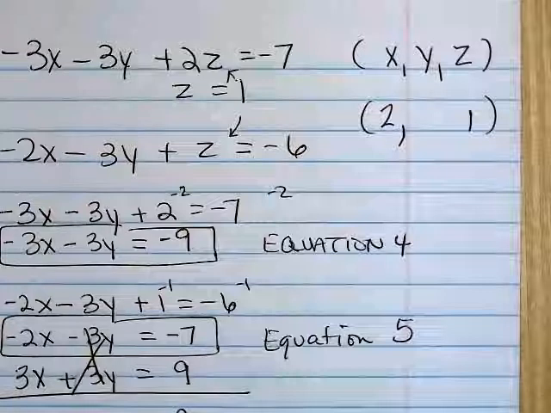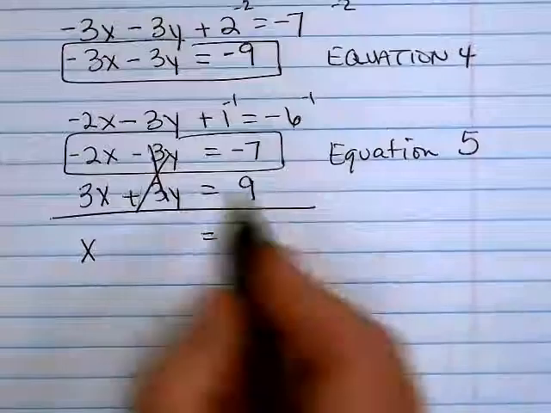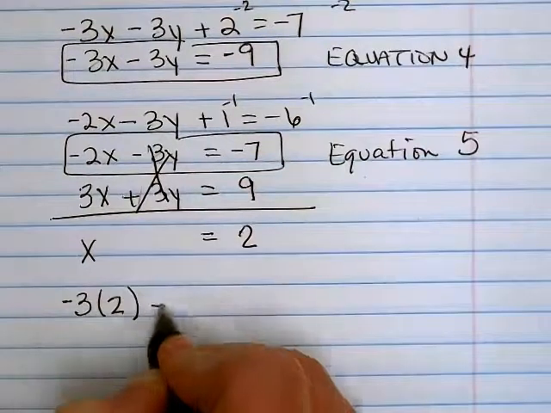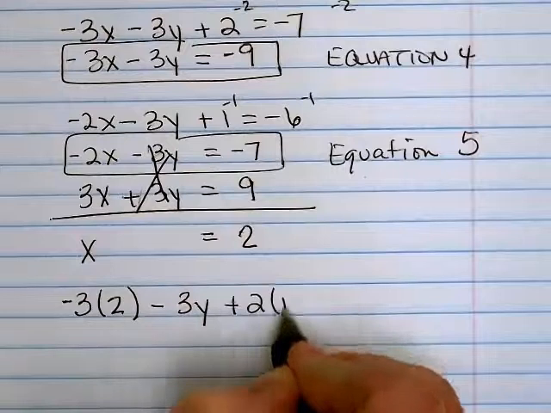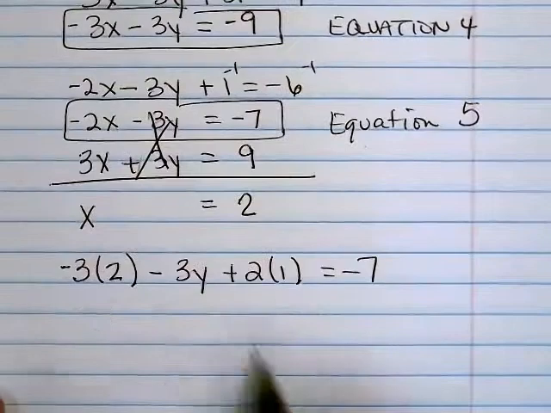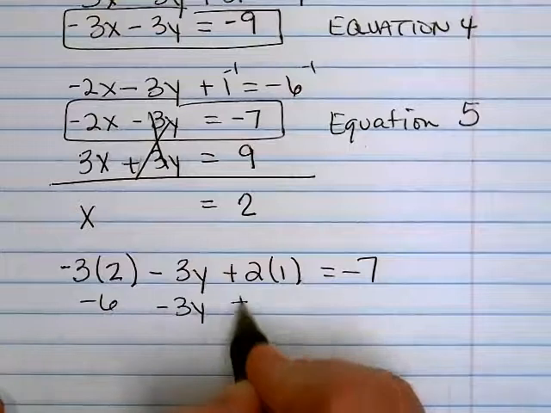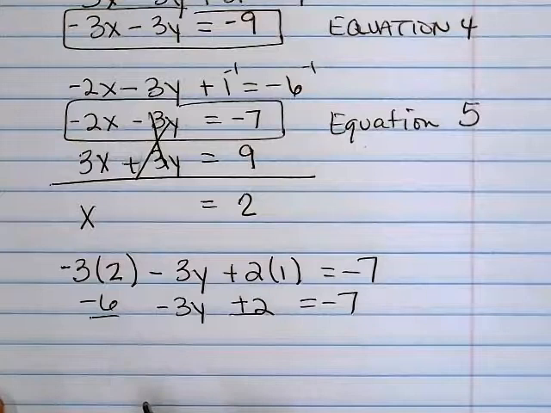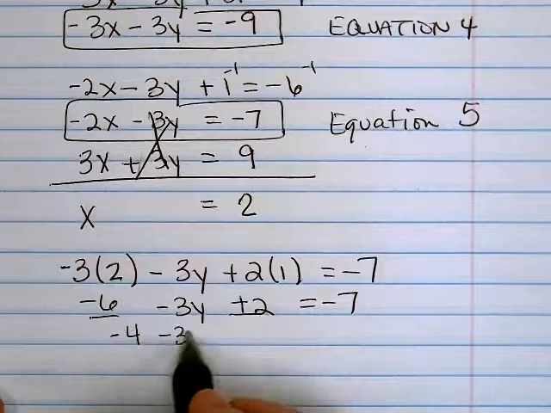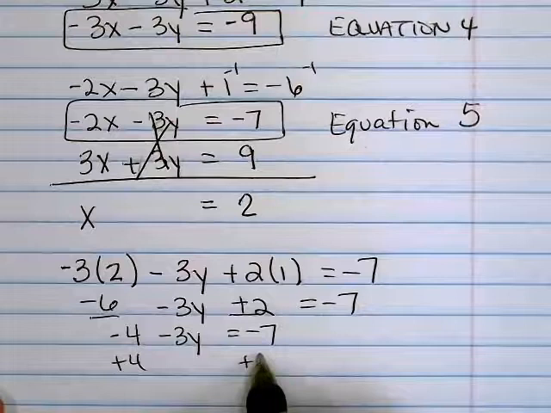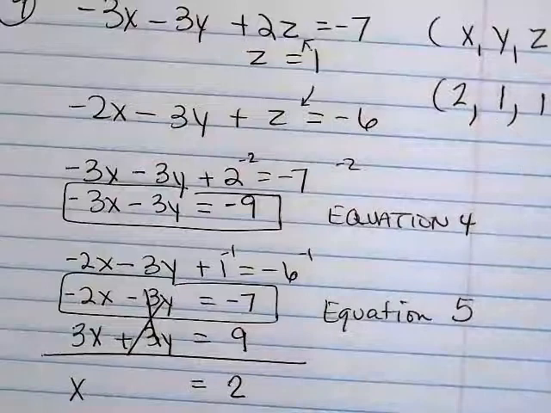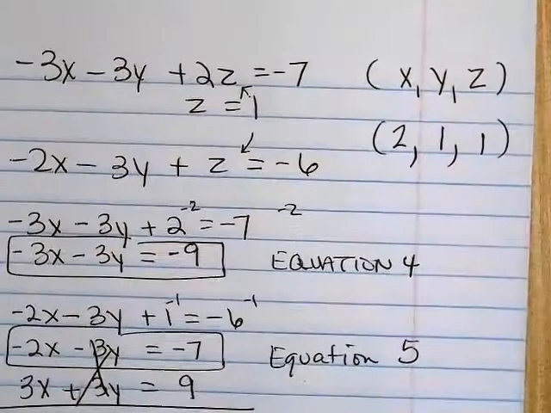So if I know x and I know z, I can find y. I'm going to take equation 1: negative 3 times 2 minus 3y plus 2 times 1 equals negative 7. Negative 6 minus 3y plus 2 is negative 7. There's no 2 times 1 in that equation, but since it's 1, it doesn't matter. So negative 4 minus 3y is negative 7. Add 4. Negative 3y is negative 3, so y is 1. So my answer for number 9 is 2, 1, 1.